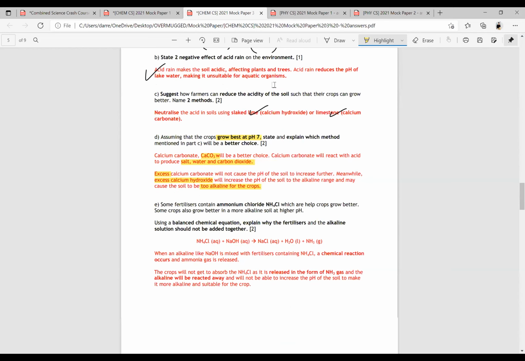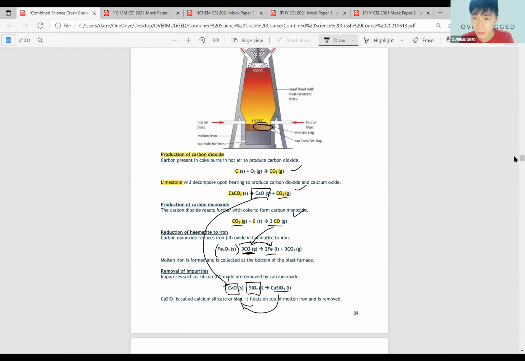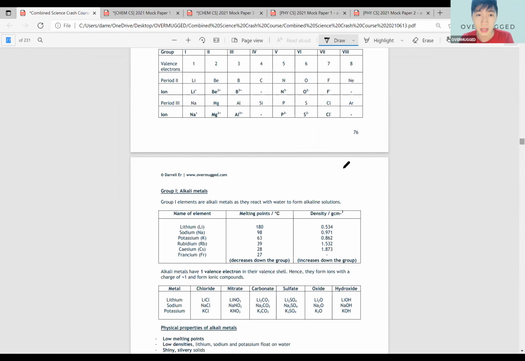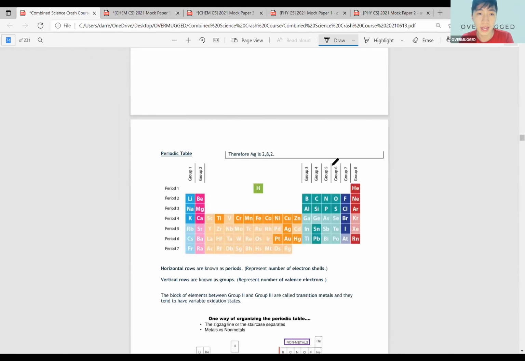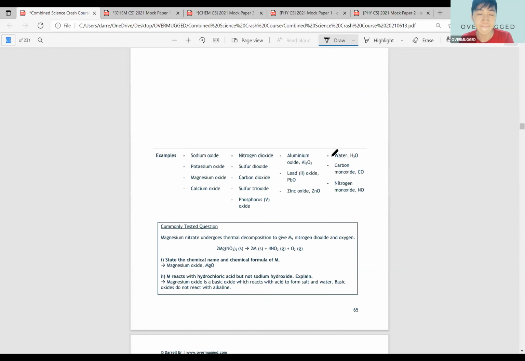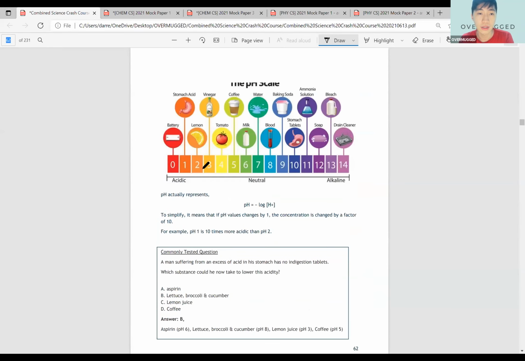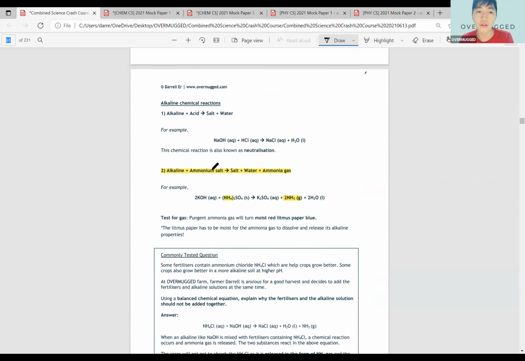Okay, and part E, if you're doing this on paper, help me put an asterisk here because this is a super important question. Why do I say so? This is one of my favorites, okay? Because once again, this is about the alkali plus ammonium salt reaction, the one that I highlighted earlier as well. Okay, sorry, let me scroll. This one, remember? So when you add alkali with something that contains ammonium, you produce salt, water and ammonia gas.